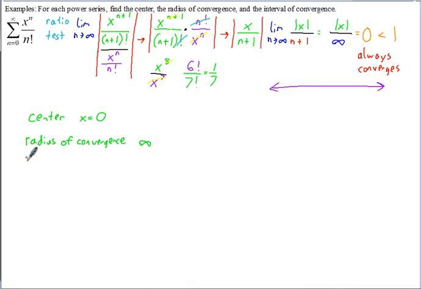And finally, the interval of convergence would be negative infinity to infinity.